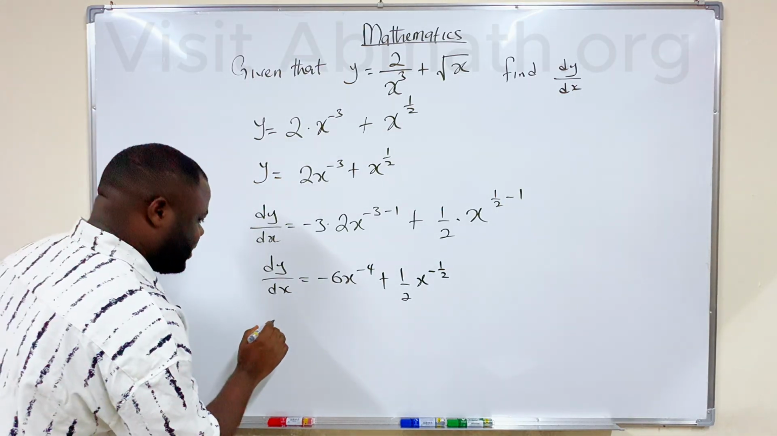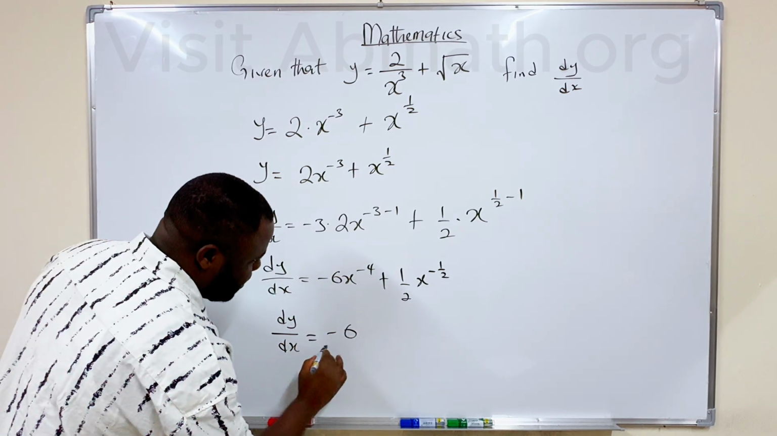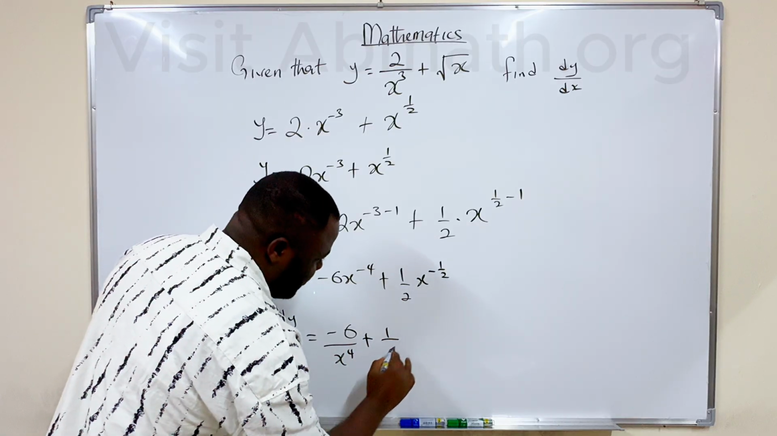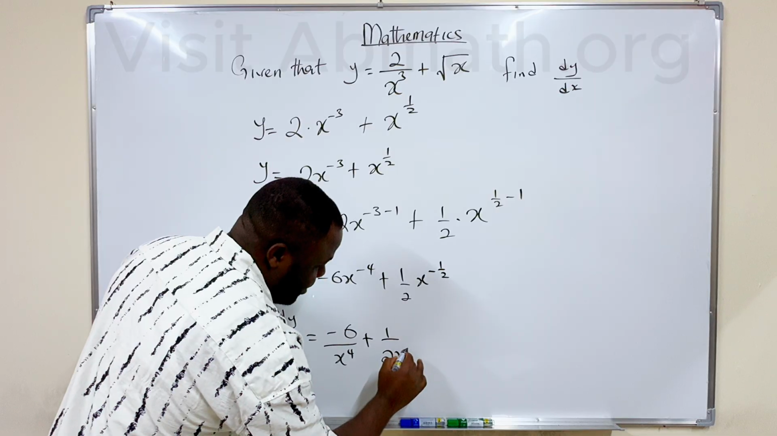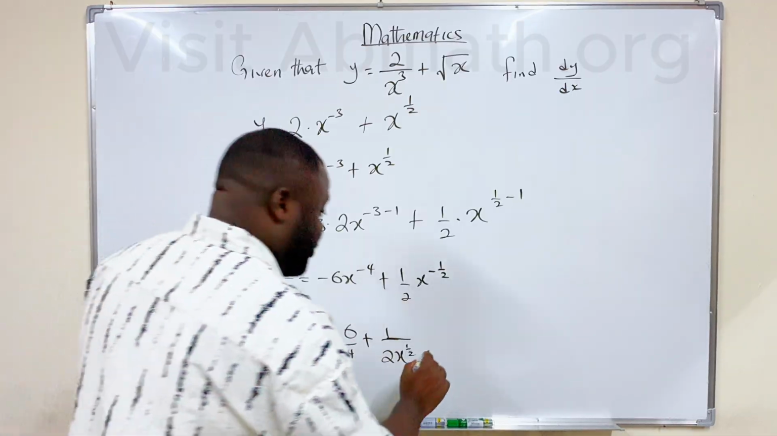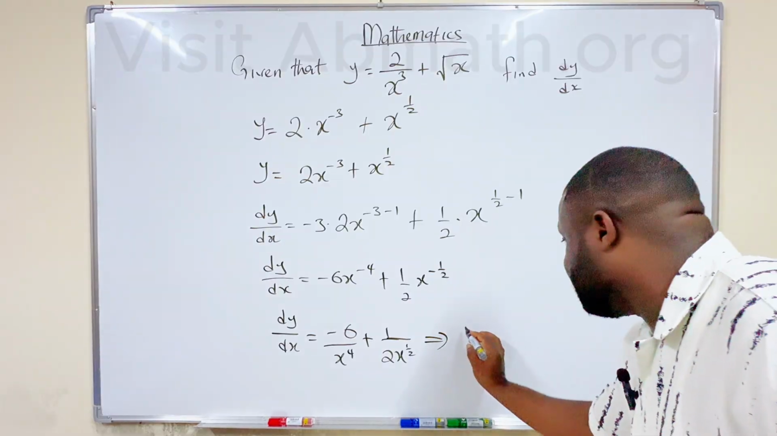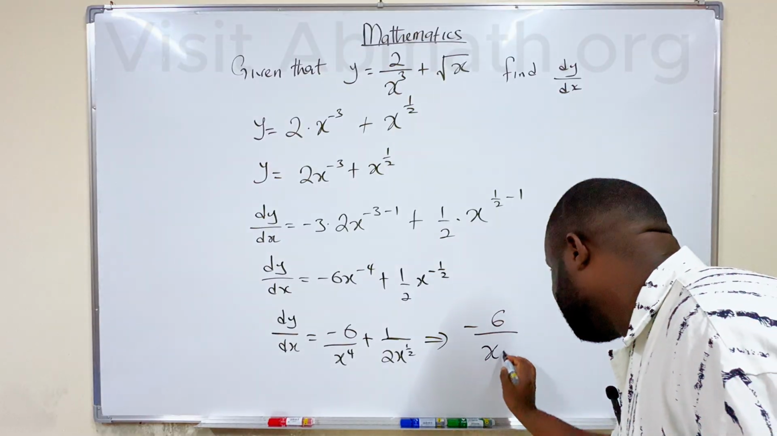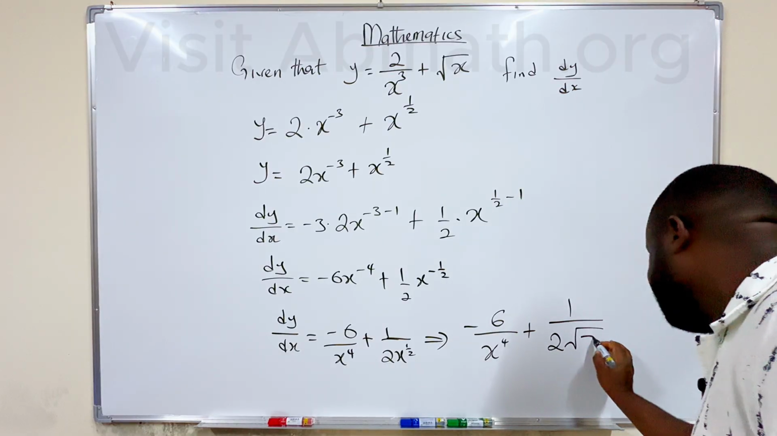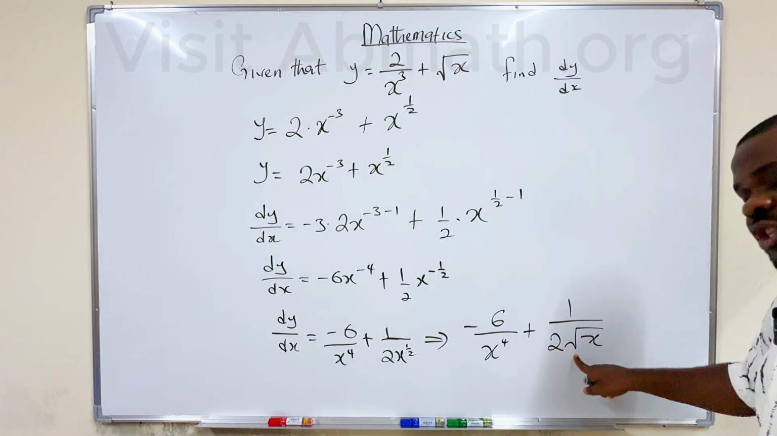So I can now write this as dy/dx to be negative 6 over x power 4, then plus 1 over 2x to the 1 over 2. All right. Or you can still write this, which is not really recommended, but just for your own learning, as negative 6 over x power 4 plus 1 over 2 square root of x. Okay. It's not always standard practice to write your square root in the denominator.